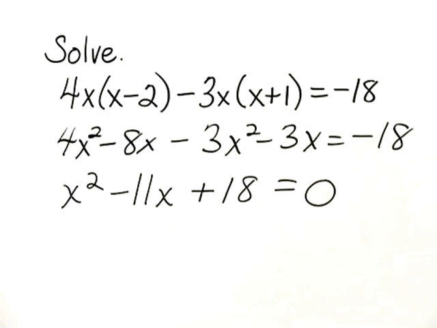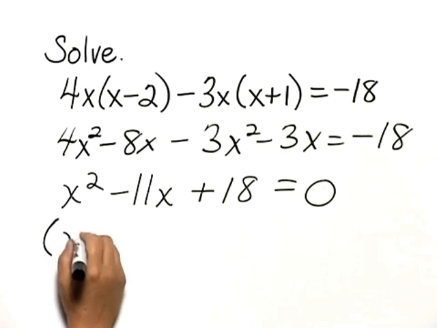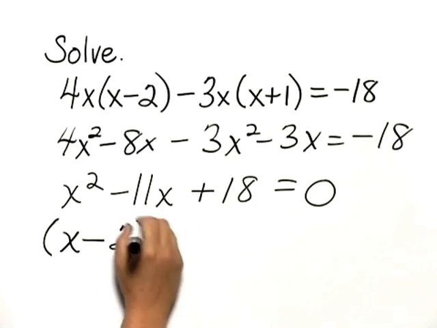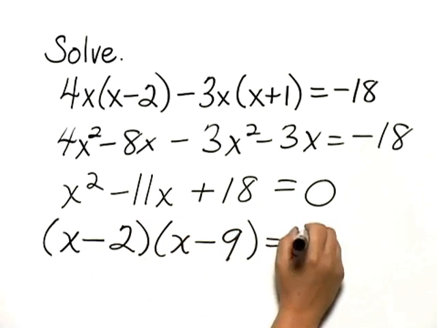We have a quadratic equation, and we can factor this one. So let's factor and use the principle of zero products. That gives us (x minus 2) times (x minus 9) equals 0.